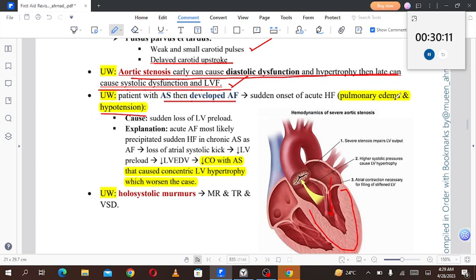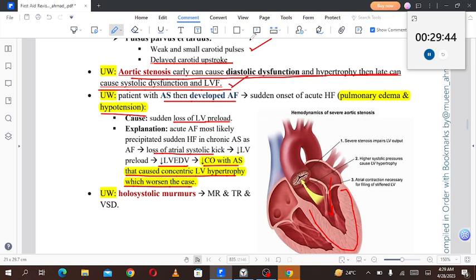Sudden onset of acute heart failure that will result in pulmonary edema and hypotension, caused by sudden loss of left ventricular preload. Explanation: acute atrial fibrillation most likely precipitated sudden heart failure in chronic aortic stenosis, as atrial fibrillation leads to loss of atrial systolic click, decreased left ventricular preload, decreased left ventricular end-diastolic volume, and decreased cardiac output, as the aortic stenosis caused concentric left ventricular hypertrophy, which worsens the case.